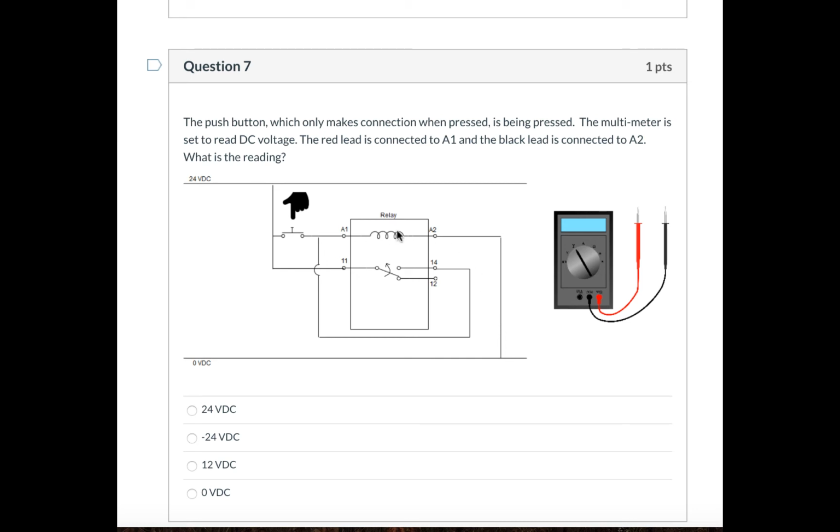The impedance or resistance is all through this coil. This is a short piece of wire here, this is a short piece of wire here, this is a long piece of very thin wire wrapped around this electromagnet. So all of our voltage drop, practically speaking, we're going to see across this coil. On this side, we're connected to 0 volts at A2, and on this side at A1, we're connected through this push button to 24 volts. We're going to see a 24 volt drop from A1 to A2.